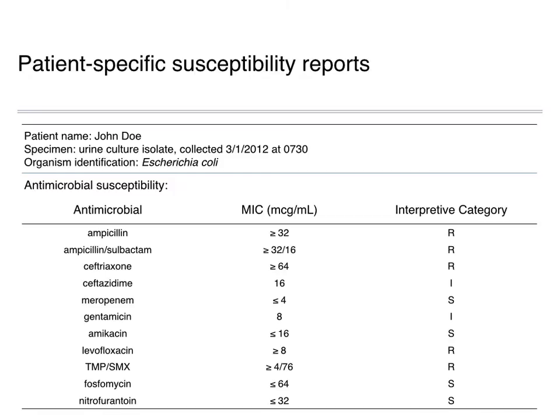And so again, with this type of report, you would just look for your S's, and those would all be drugs that the agent is susceptible to. Does that make sense?